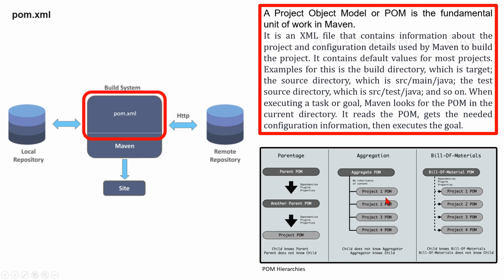Here you can see the aggregation. Here the aggregate pom interacts with project 1 pom, project 2 pom, project 3 pom, and project 4 pom via no inheritance of contents. The child does not know the aggregator, and the aggregator knows the child.